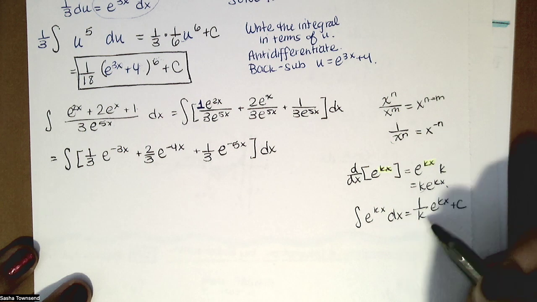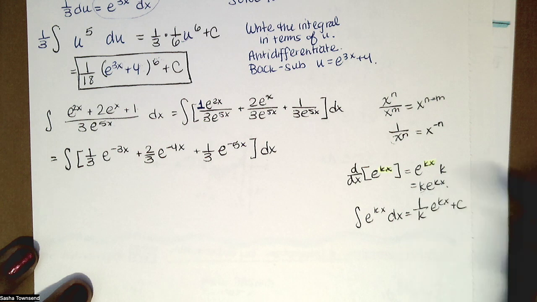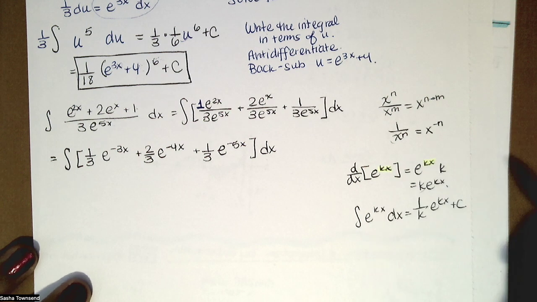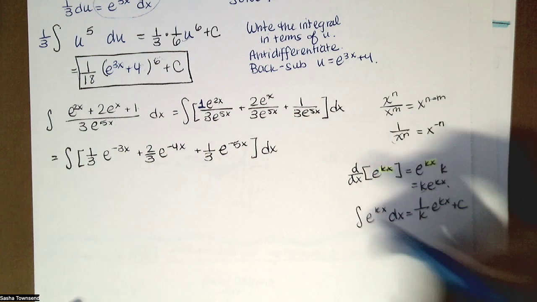Because if I differentiate this, I'll have 1 over k times e to the kx times the derivative of the inside. When I multiply by that k, that extra k times the 1 over k gives us a 1 for our coefficient. You could also do a u substitution, but it seems kind of like overkill, right?